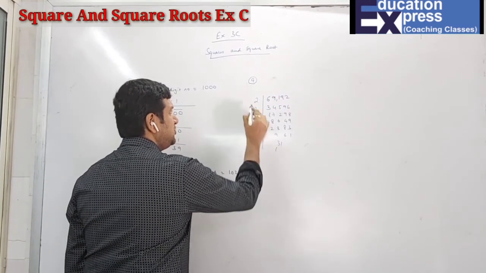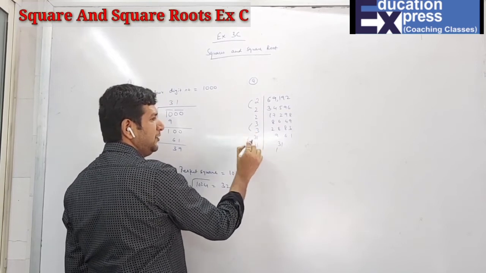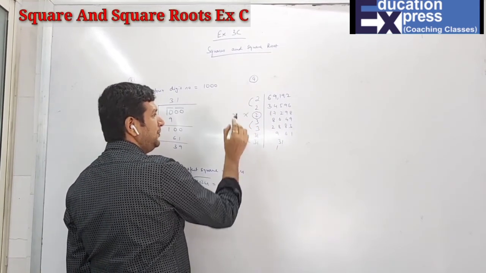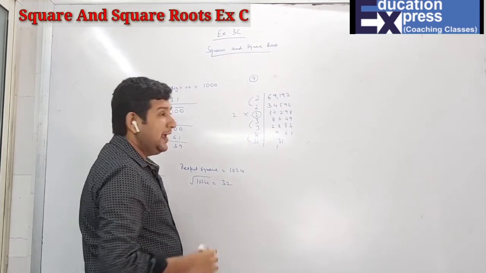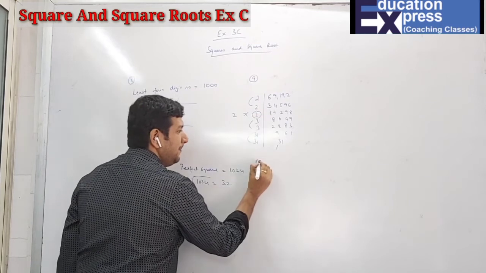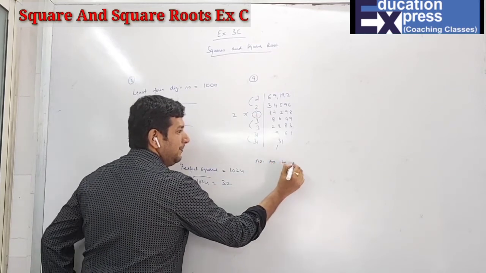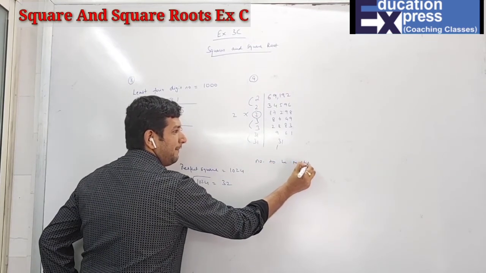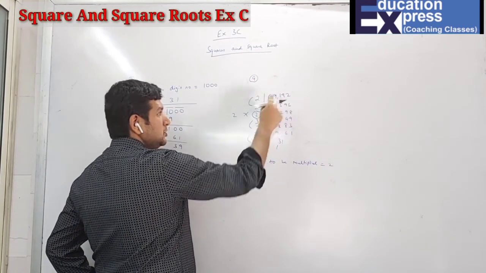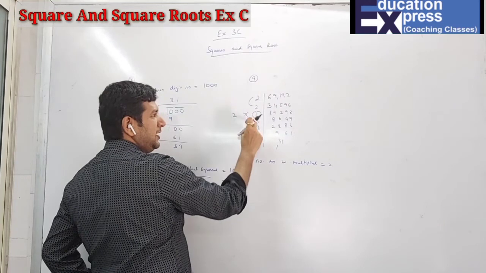So now, students, can you see this is 2 square, 3 square, 31 square. Which number doesn't have a perfect square? This 2. That means the number to be multiplied will be 2. And in case you want to divide, the number to be divided also will be 2. So the number to be multiplied will be 2. So you have to multiply this by 2. So obviously you get 2 square, 2 square, 3 square, 31 square.